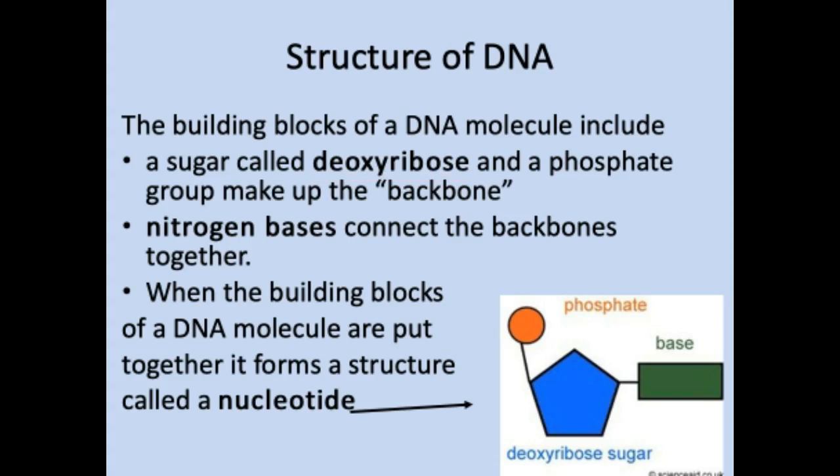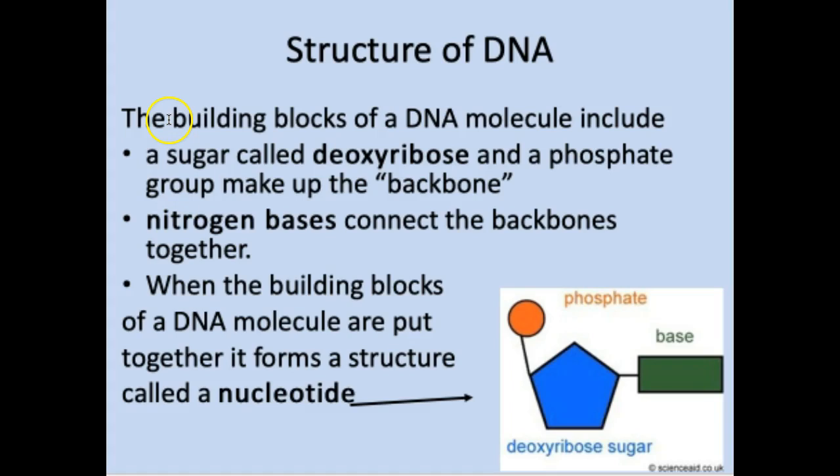The structure of DNA, I would write down these couple of bullets. Basically, there is a sugar that's called deoxyribose. Remember, DNA is called deoxyribose nucleic acid. So that sugar and a phosphate group make up that backbone, if you remember from that very beginning image. Then there are those nitrogen bases which connect the backbones. And when the building blocks of a DNA molecule are put together, it forms something called a nucleotide. Notice this is just one base on here, and so this would be an A or a C or a T or a G.